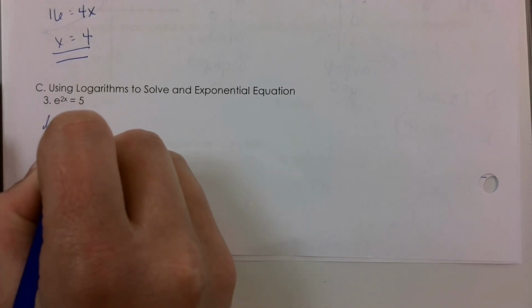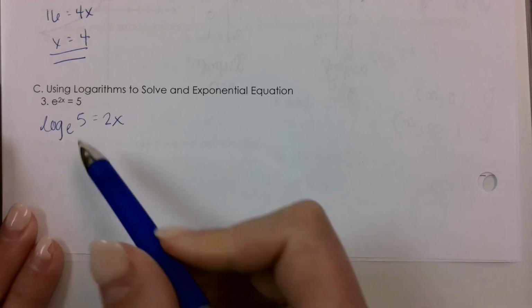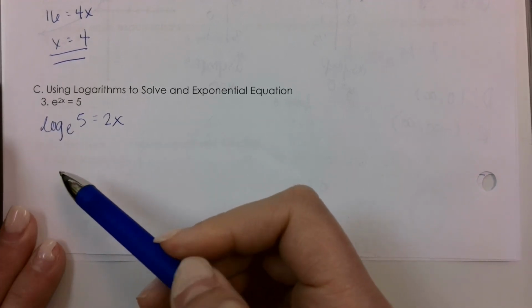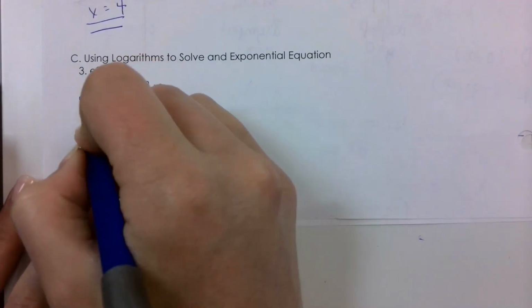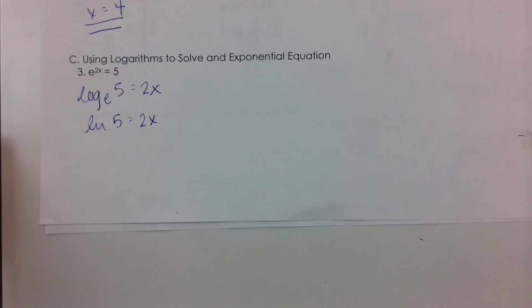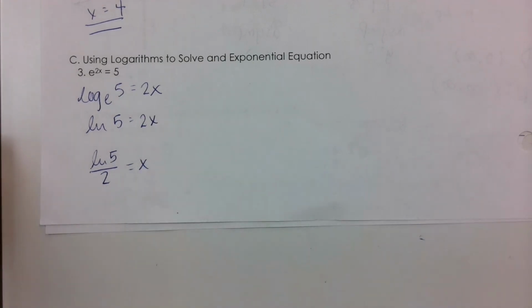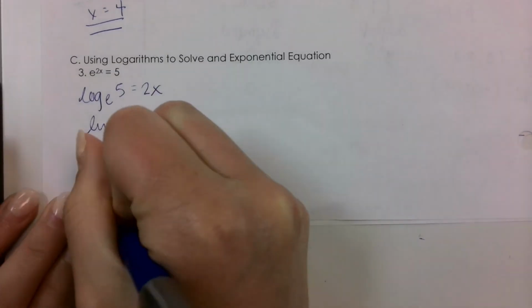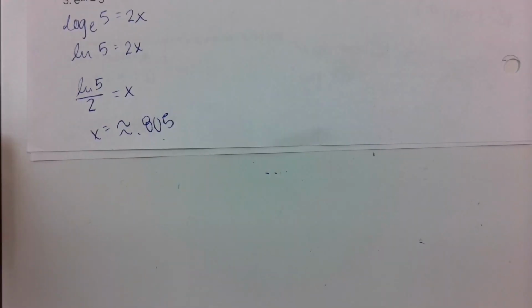So for number 3, it says using logarithms to solve. So you can rewrite this as a logarithm and then solve from there. So kind of like we were doing in that section right here, where we take the exponential and rewrite it with a log. So we would have log base what? E of what? Equals 2x. Is that okay? And we said that log base E is what? Natural log, so ln. So we can write this as natural log of 5 equals 2x.